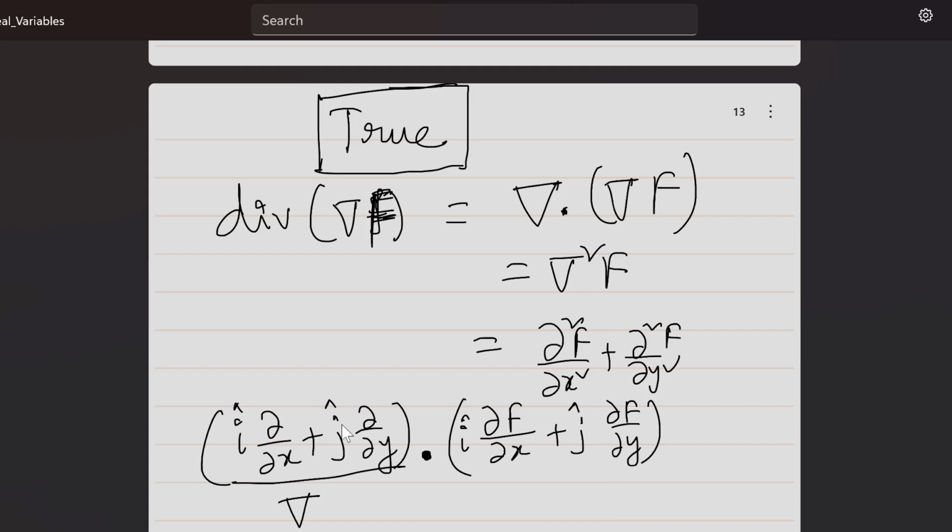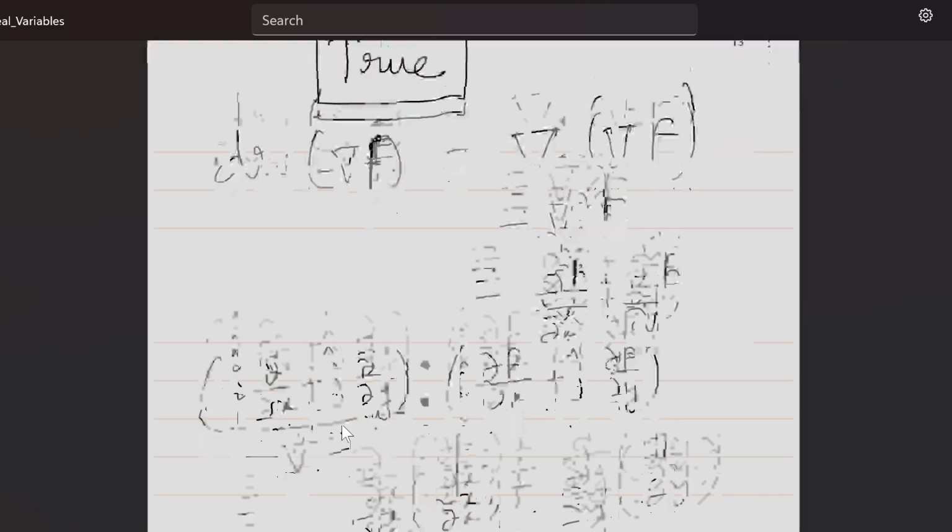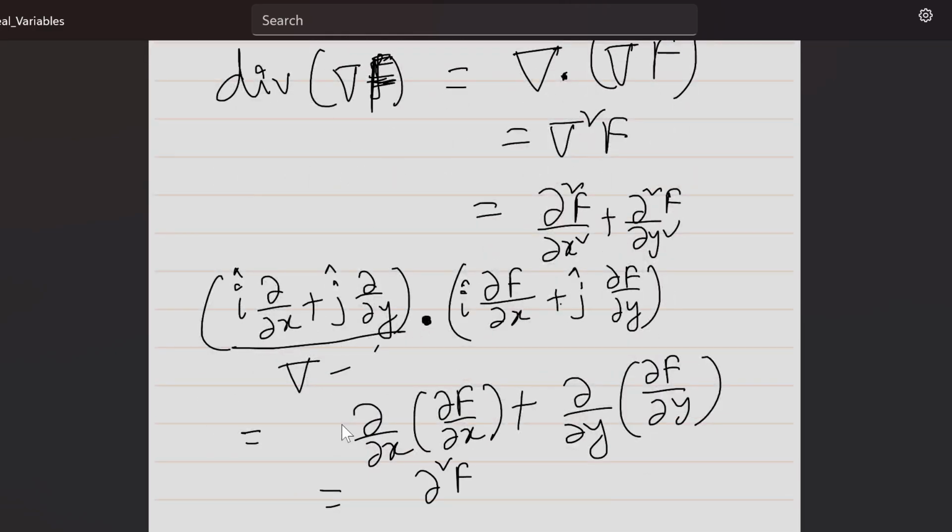This is an operator, the first one. It operates on some vector and will give a scalar. So i dot i is 1, so it is del x of del f del x, plus j dot j is also 1, and i dot j is 0, so I am not writing that. So this is nothing but the Laplacian: del 2f del x2 plus del 2f del y2. So this is called Laplacian.